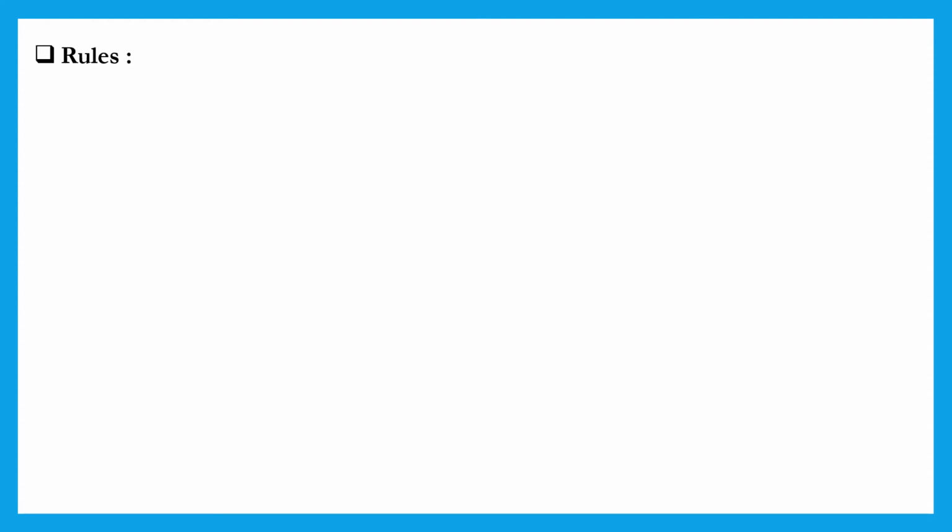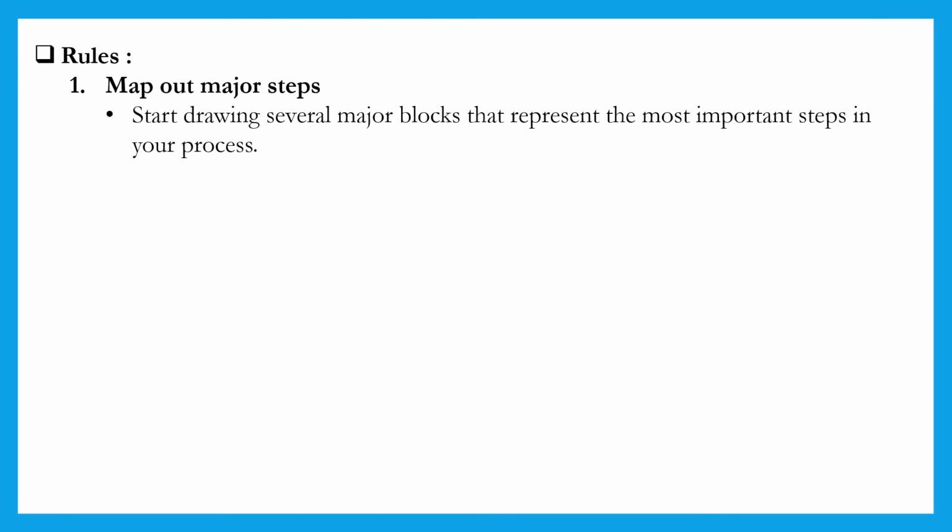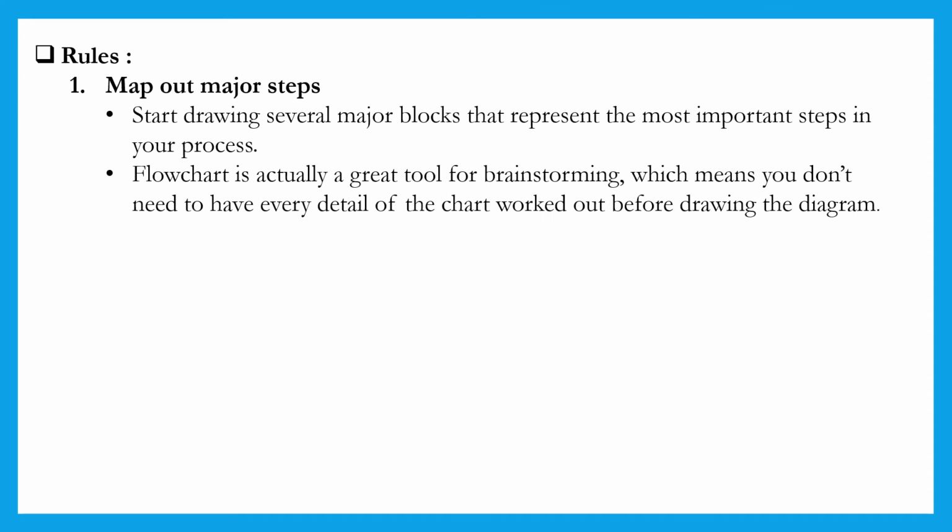Rules to make a flowchart. Map out major steps. Start drawing several major blocks that represent the most important steps in your process. A flowchart is actually a great tool for brainstorming, which means you don't need to have every detail of the chart worked out before drawing the diagram.